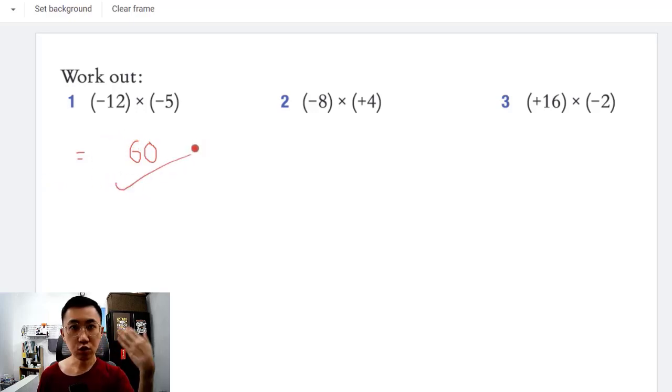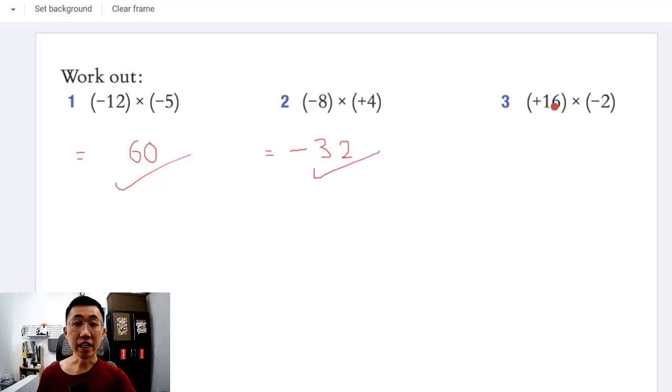Okay, so let's do our repetition for number 2. Now once again, ignore the symbols. So you just take 8 times 4. That is gonna be 32. Okay, then you write your equal sign and take into consideration now. So minus or plus, negative, positive, different, then we'll get you a negative number. So that's the answer for question 2.